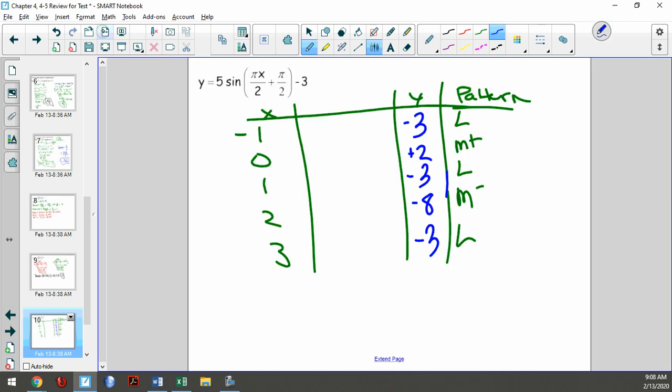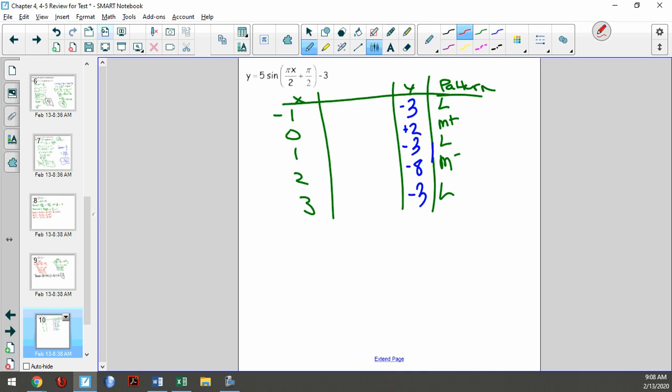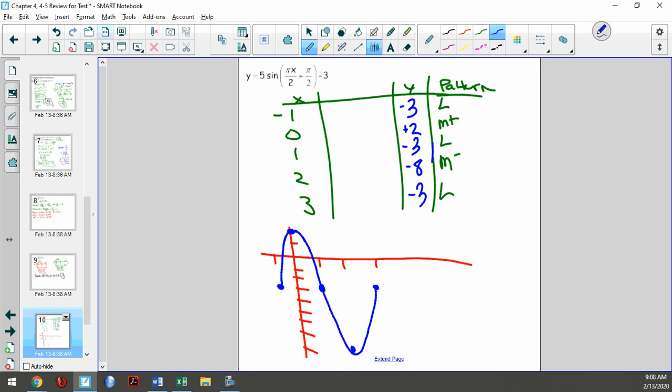How do I graph this? 1, 2, 3, 4, 5, 6, 7, 8. At negative 1, I'm at level, which is down here at negative 3. At 0, I'm going to be up to my maximum. At 1, I'm back down to my level. At 2, I'm going to be down here at negative 8. And then I'm back here at my level. And there's my sine graph. Do we understand that? Yes or no? You have 2 of those.